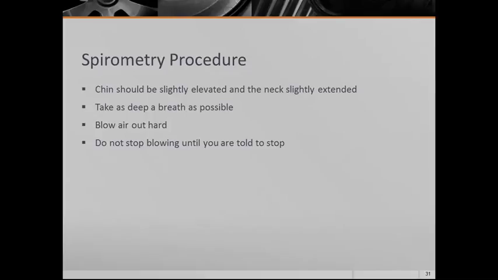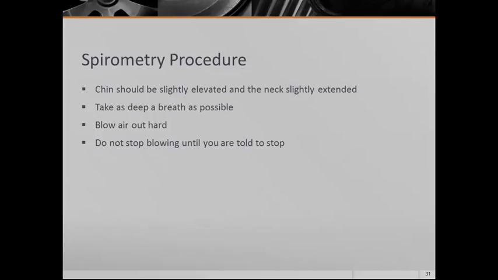Residual volume is the volume of air left in the lungs after forced expiration. The patient does not need to do anything for this portion of the test. This is something that our machine records.